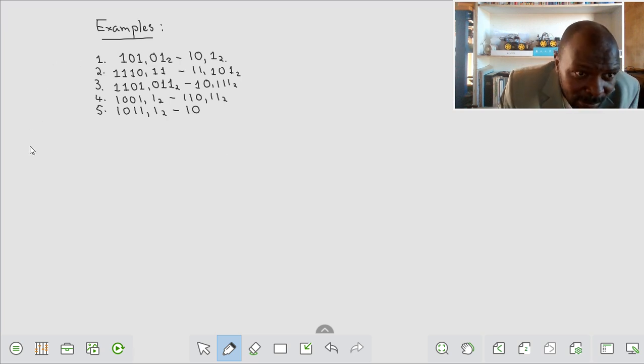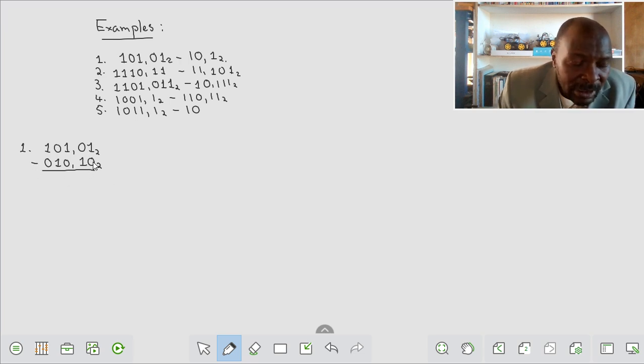So let's take the first example, example 1, and we say it is 101, comma 01, base 2, minus 10, comma 1, and the standard is to balance up your digits first. Remember we did this when doing addition: the zeros after the comma will not affect the value, and the zeros before the whole number will not affect the value of the number. So we haven't actually changed our question.